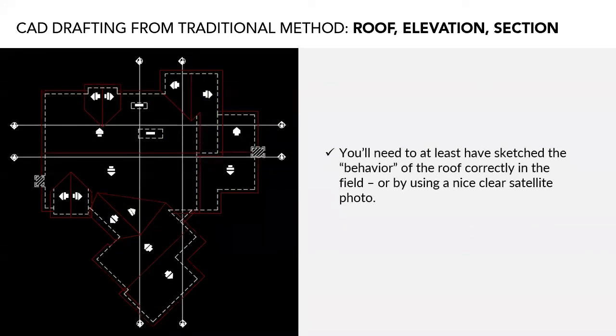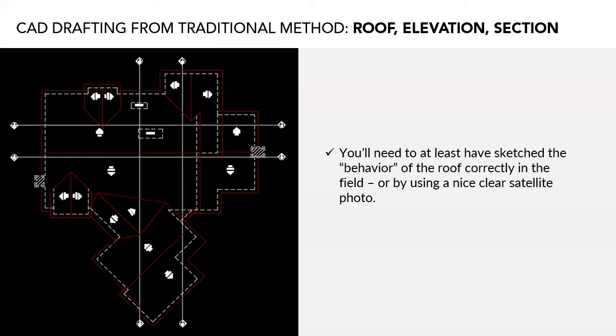And so now moving on to roofs, elevations, and sections. You'll need to have at least sketched the behavior of the roof correctly in the field, or at the very least by using a nice clear satellite photo. And so this means all the hips, valleys, ridges, direction of any slopes. This and the measured length of all overhangs should get you to a place where you can draft the roof plan in plan view. On that same roof sketch, you'll need to have also collected all of the height information.